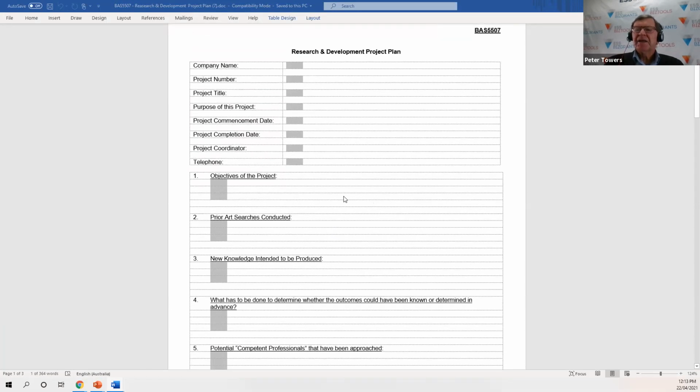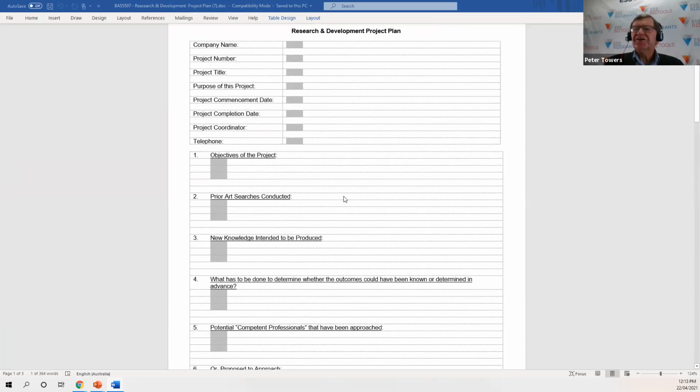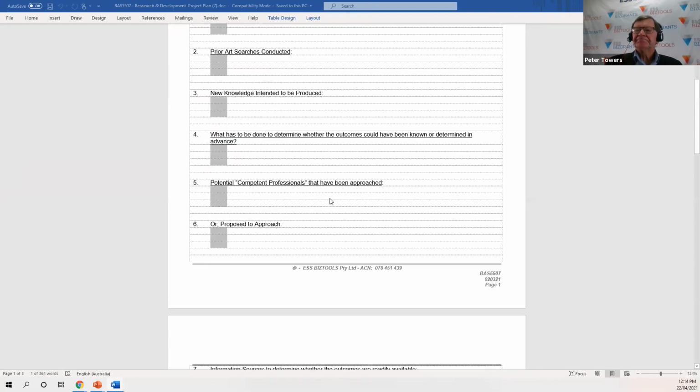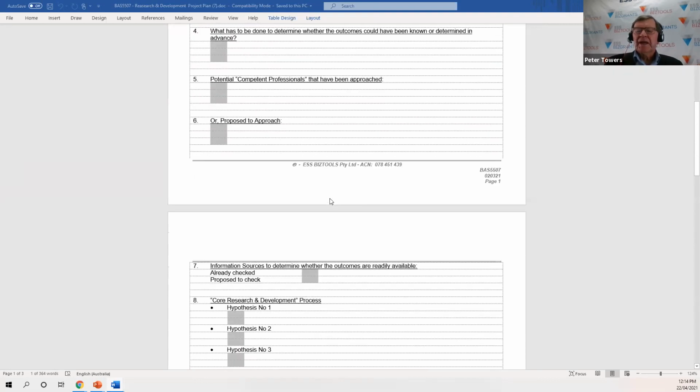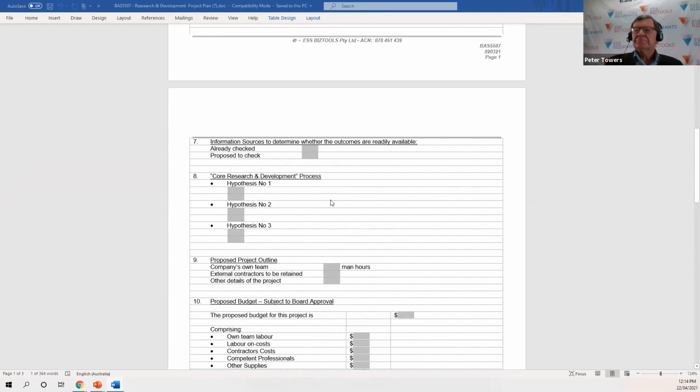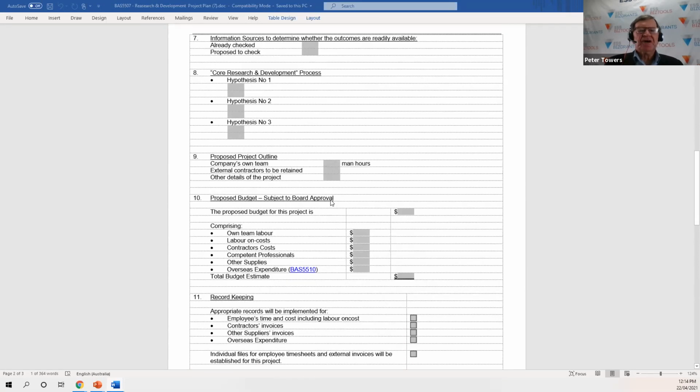So it incorporates some of the items that were listed in the previous form, the objectives, the prior art searches, the new knowledge. It's giving the board of directors the information for them to make a commercial decision as to whether to allocate 20, 30, 40, 50, 500,000, whatever, to this particular project. And I think this is an important component of the documents, that this whole approach has been taken in a systematic manner. And then there's a budget showing the costs.